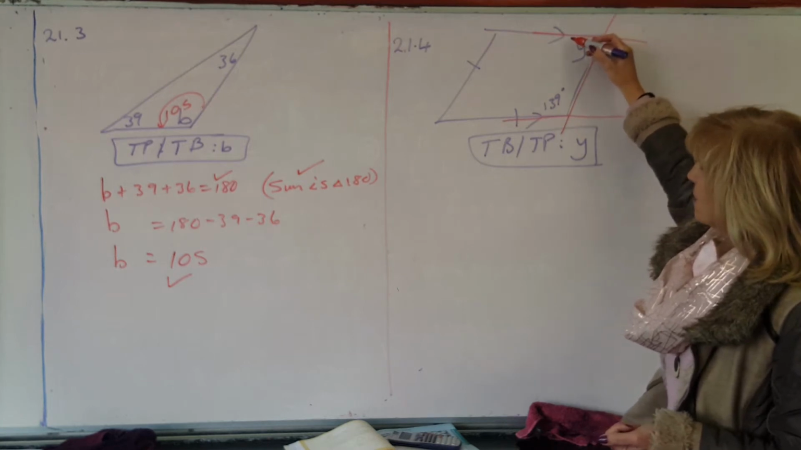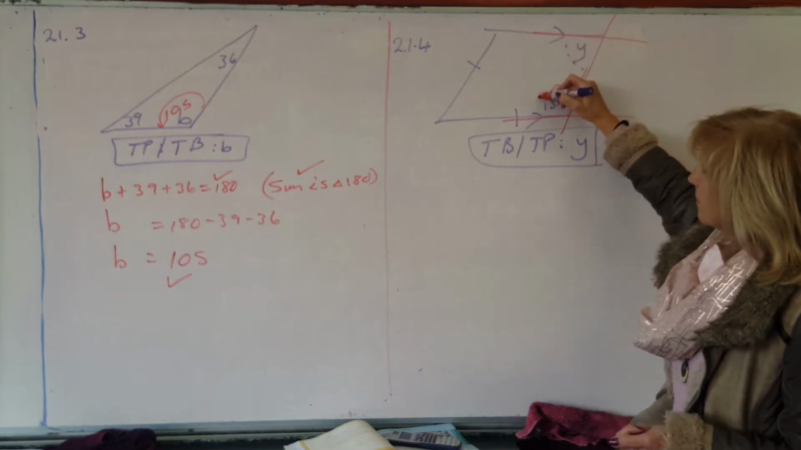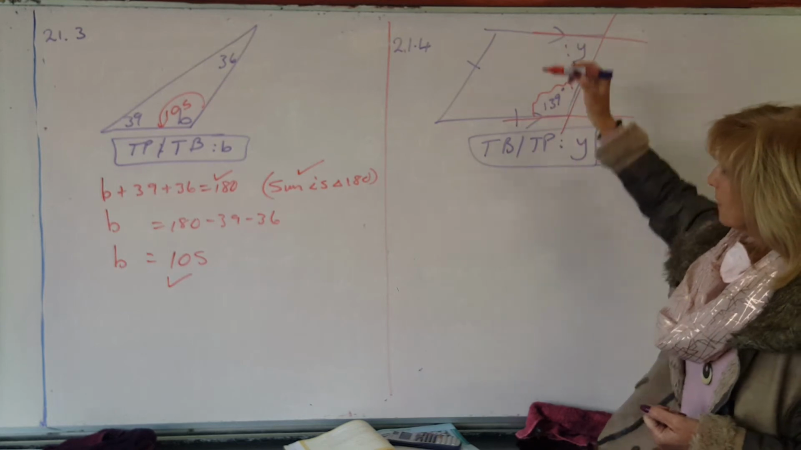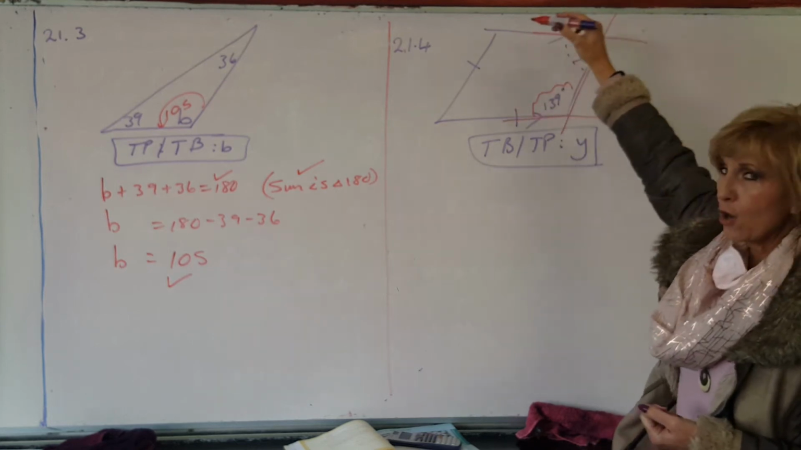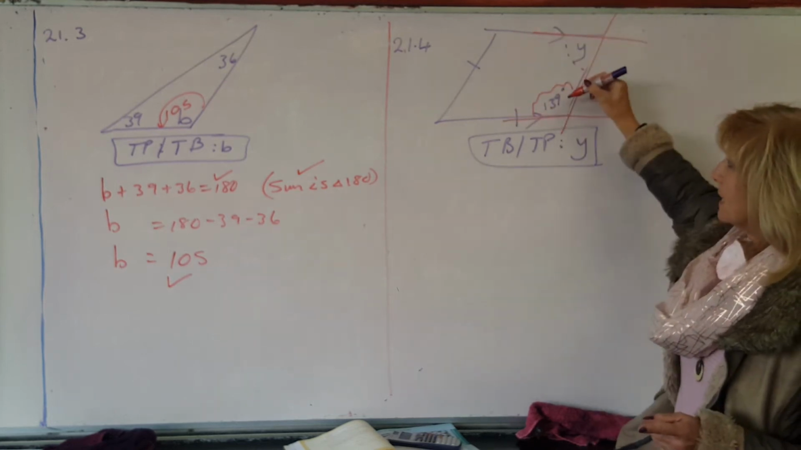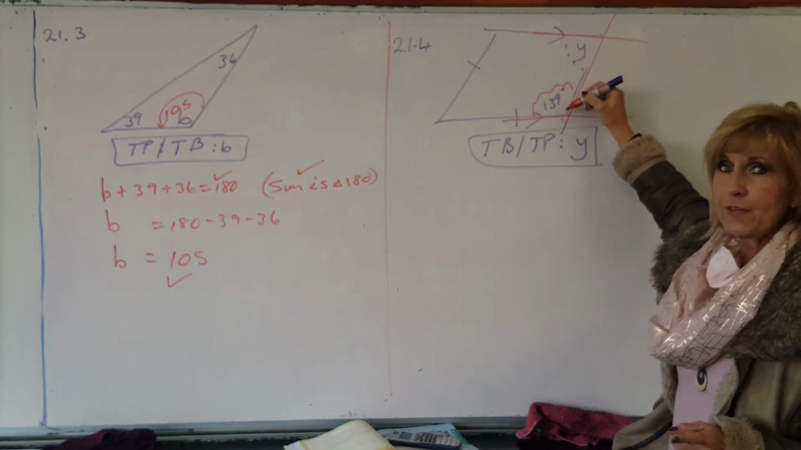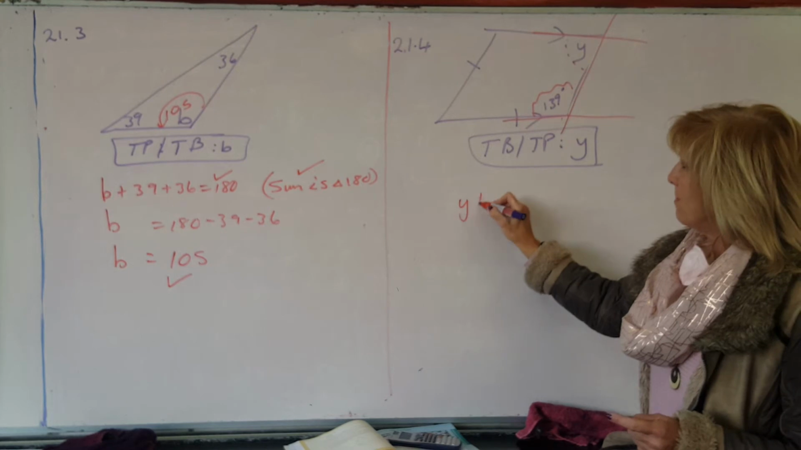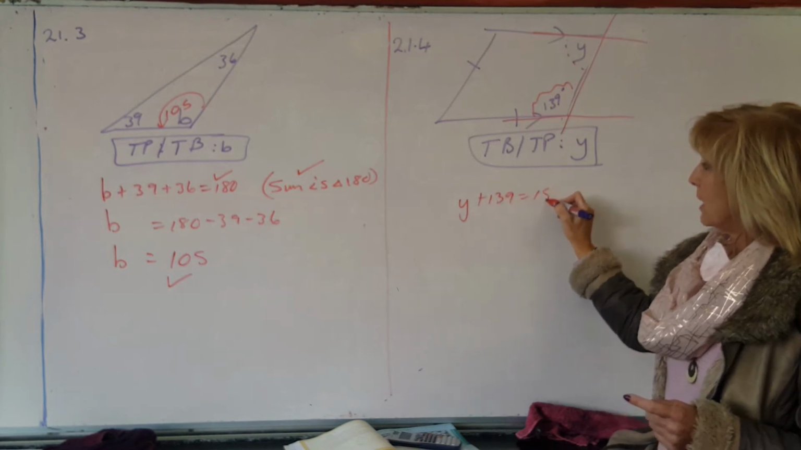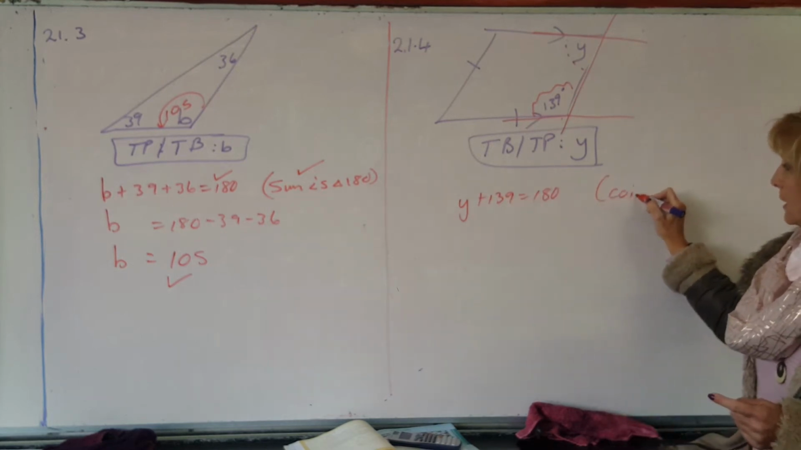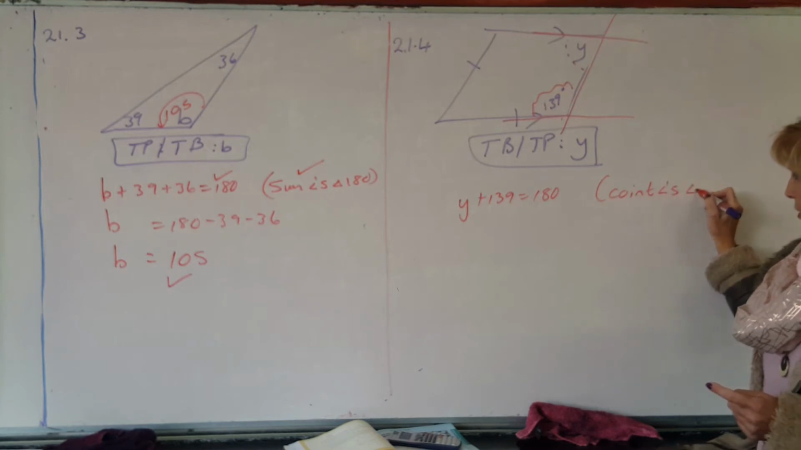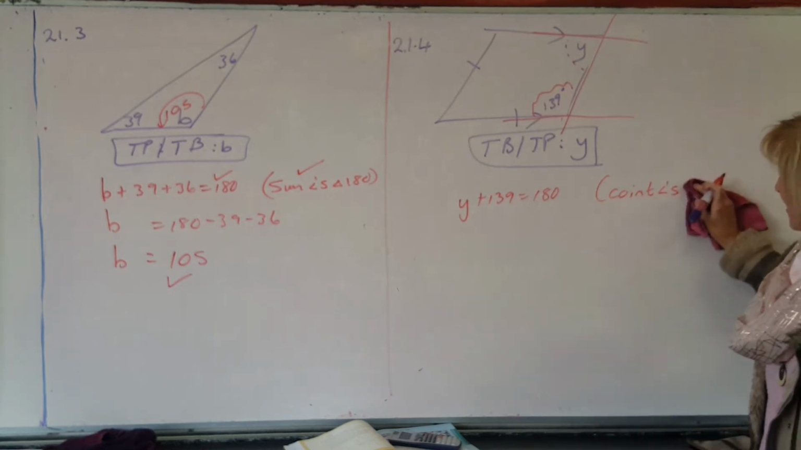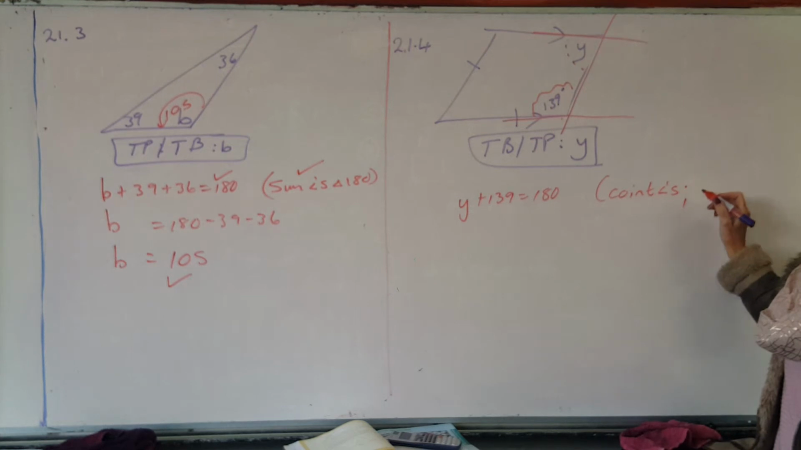That these two angles are called co-interior angles. Do you see that U for your co-interior angles? It means they are not the same. They add up to 180. So Y plus 139 must give me 180 because they are co-interior angles. Co-interior angles, because of the lines that are parallel.